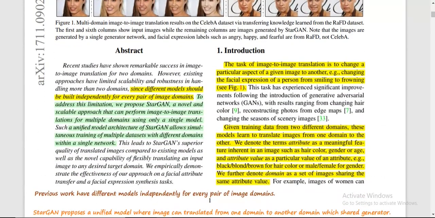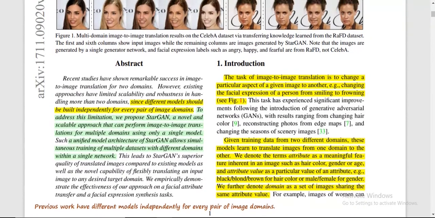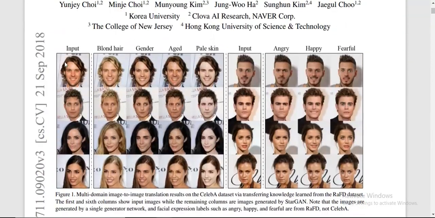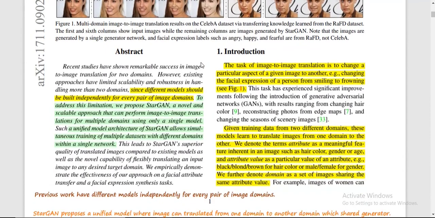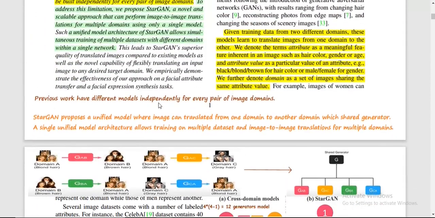So they propose a unified model architecture of StarGAN that allows simultaneously transforming from one image domain to another image domain without changing anything. I mean, there is a single model, a shared generator, and they transform the input image to the other translation domains simultaneously. So it is an exciting idea. Let's see how StarGAN achieved this.